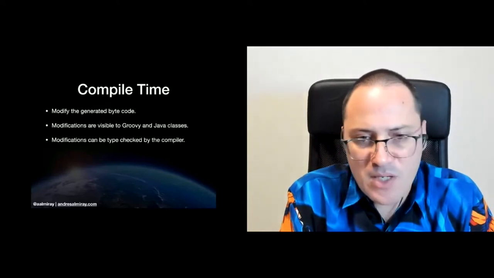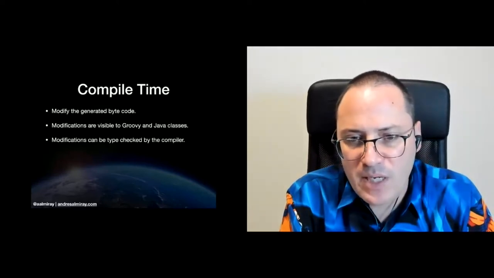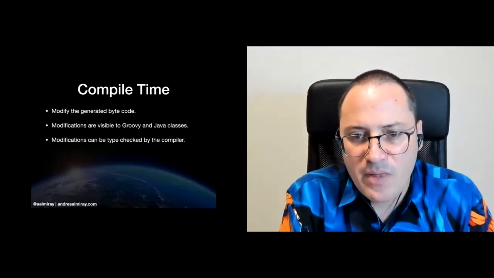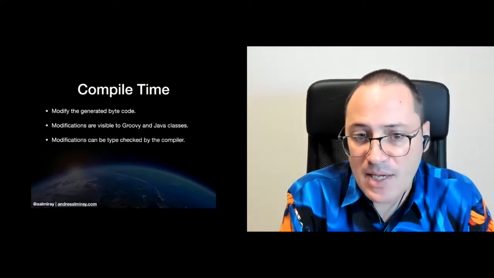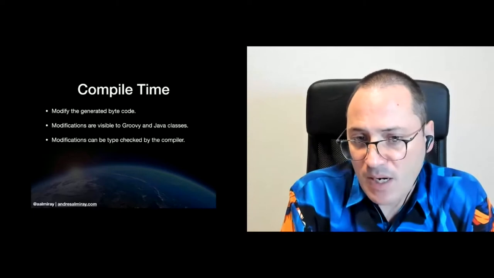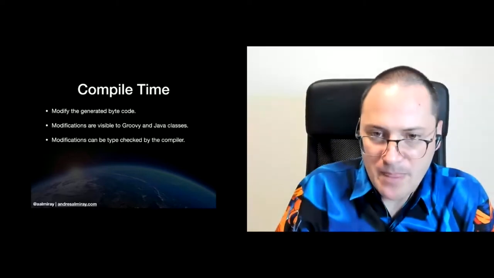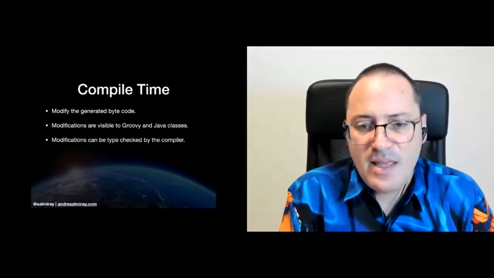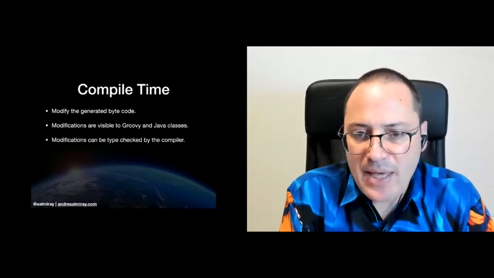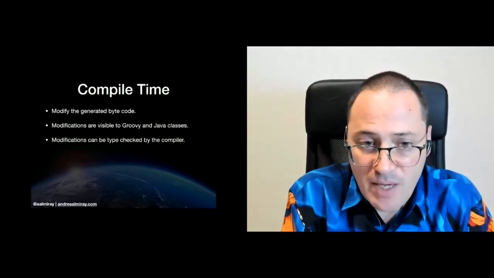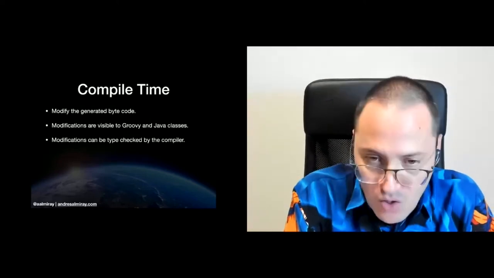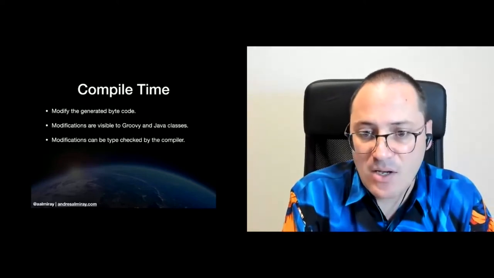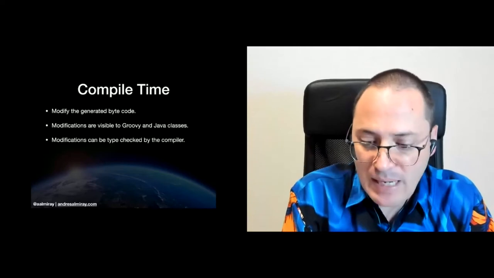Now, Groovy is one of those languages that had a really nice integration between Groovy and Java. So a Groovy class looks like a Java class to Java, and a Java class looks like a Groovy class to Groovy, right? Because of this, any modifications that we do in the Groovy bytecode are visible to Java classes as well. And these modifications can also be type checked and statically compiled by the compiler itself.